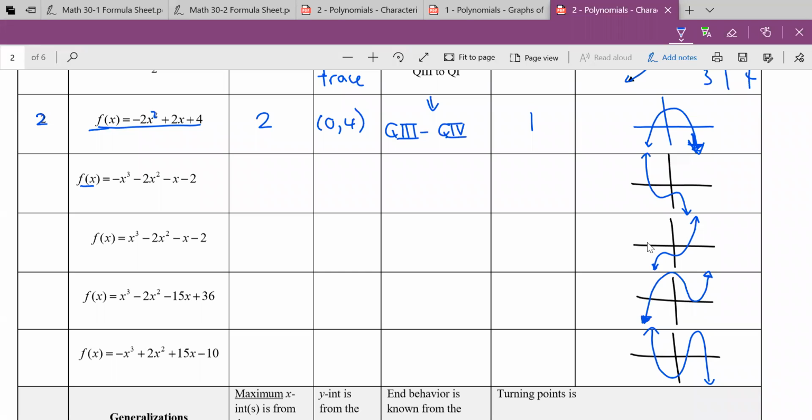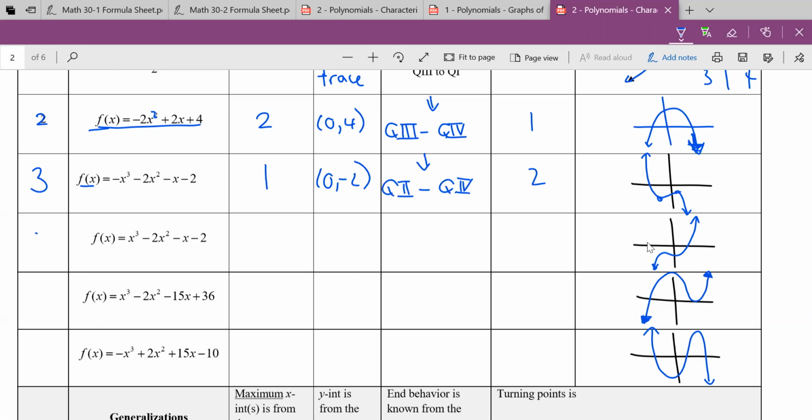Okay, hopefully you took the time to draw those graphs. So just compare yours to mine right now. And then let's go through and complete the table. So degree again, this one is degree 3. Now, how many intercepts? 1. The y-intercept, (0, -2). I would describe this as going down, or from Q2 to Q4, just like that. And how many turning points? Well, I see 1 turning point, 2 turning points.